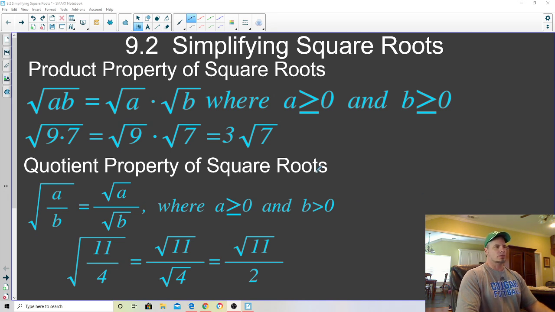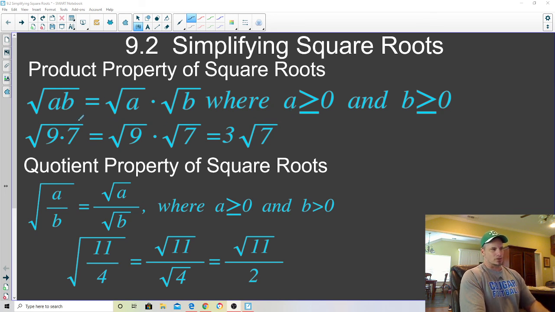So we want to look at a few properties of square roots that's going to help us today. We're going to actually simplify square roots, and I'm going to show you what that is in a minute. But the properties that are going to help us today are these. When you have two numbers inside the radical sign that are multiplied together, you can actually split them up into separate radical signs like this, as long as a is greater than or equal to 0 and b is greater than or equal to 0. If it's not, you're going to have some imaginary numbers, and you don't want that.